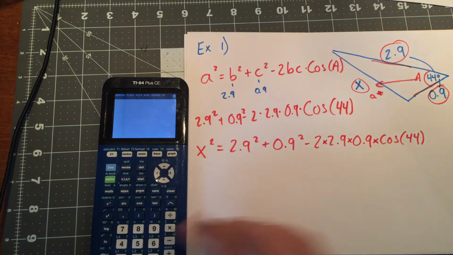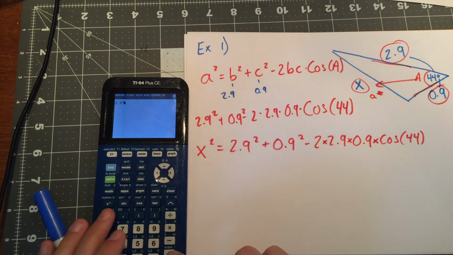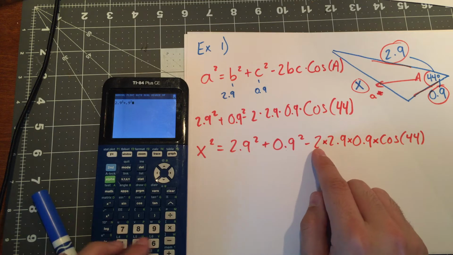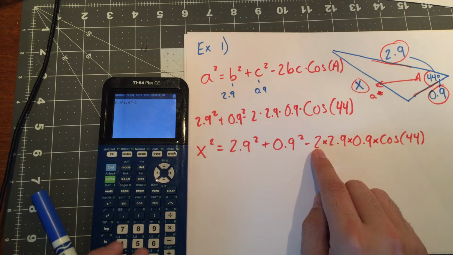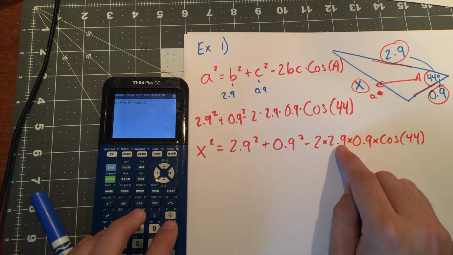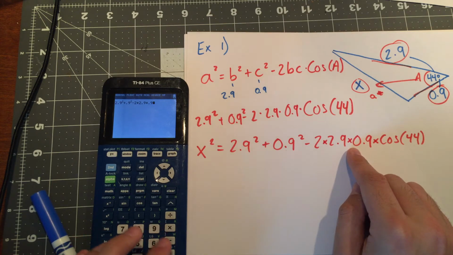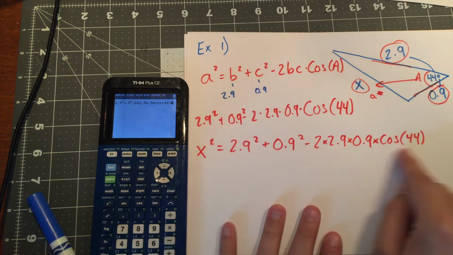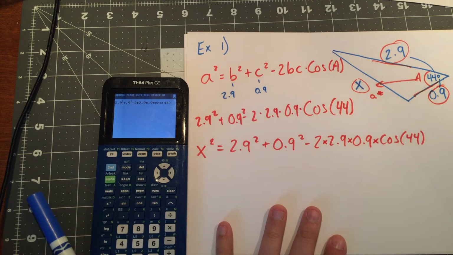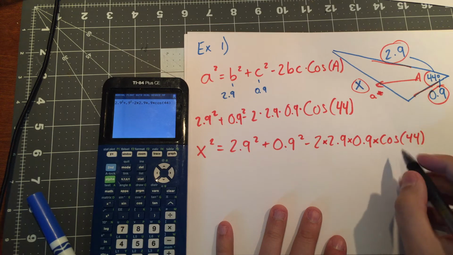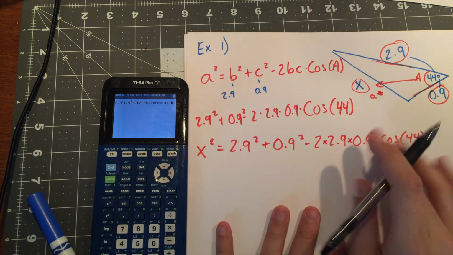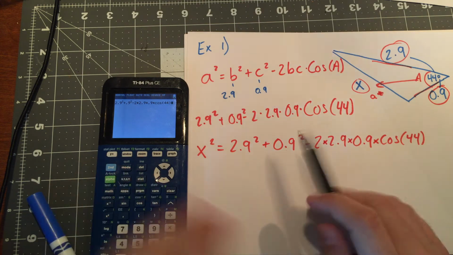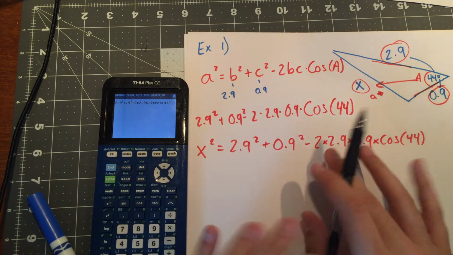So let me put 2.9 squared, plus 0.9 squared, minus 2 times 2.9 times 0.9 times cosine 44. Remember, we're using the cosine and other trigonometric functions. Make sure your calculator is in degrees. We do that every time. Every video I kind of show you how to do it. You go to mode and double check that. If you're not, you're going to get a strange answer.